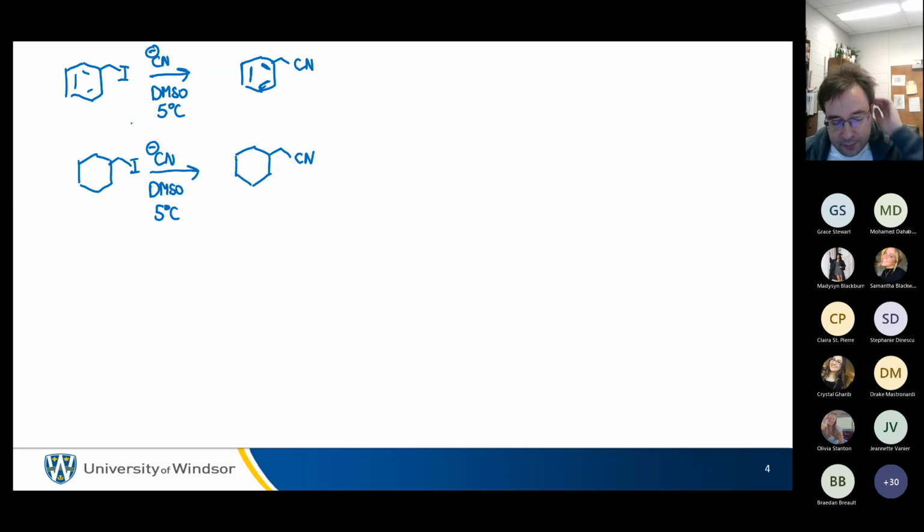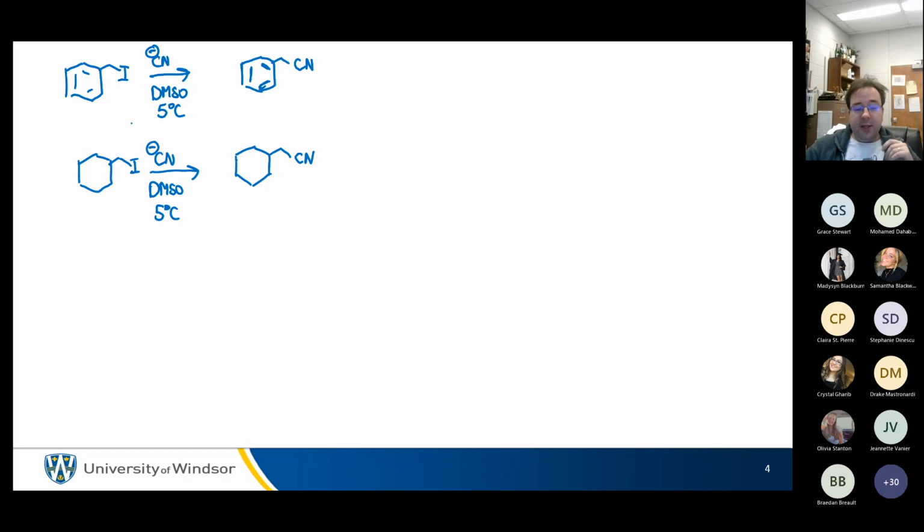Okay, so it's an SN2. I completely agree. So in SN2, what determines the speed of the reaction? What factors determine the speed of the reaction? Right. So the strength of the nucleophile determines the speed of the reaction.